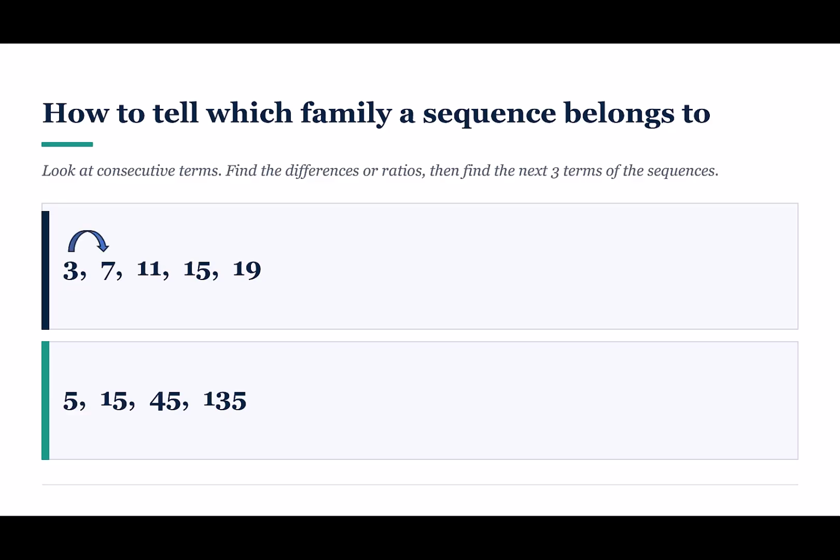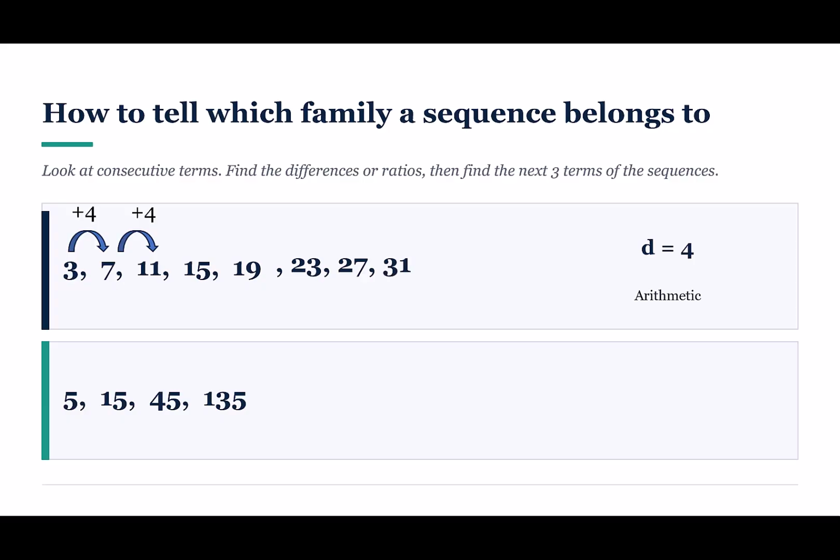To get from 3 to 7, we can see we added 4. Then from 7 to 11, we added 4 again. This tells us that we have an arithmetic sequence with a difference of 4. To get the next 3 terms, we're going to add 4 3 more times. So 19 plus 4 is 23, plus 4 is 27, plus 4 is 31.